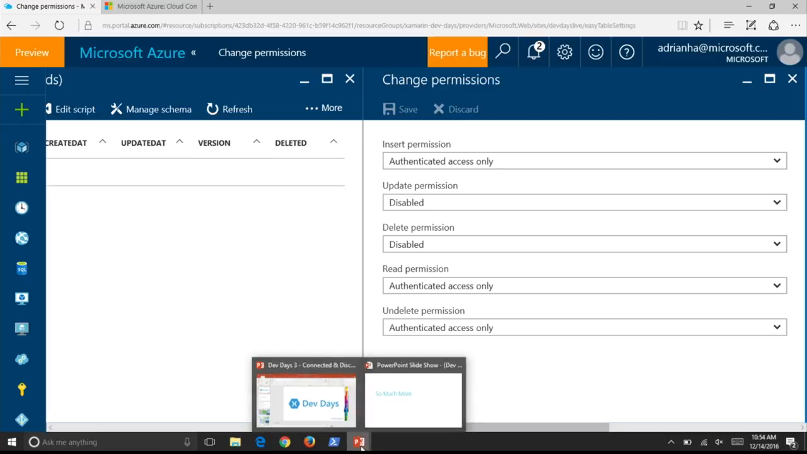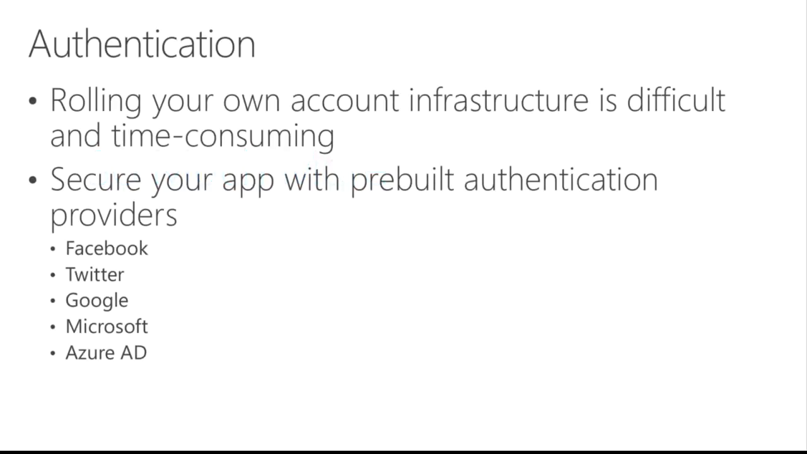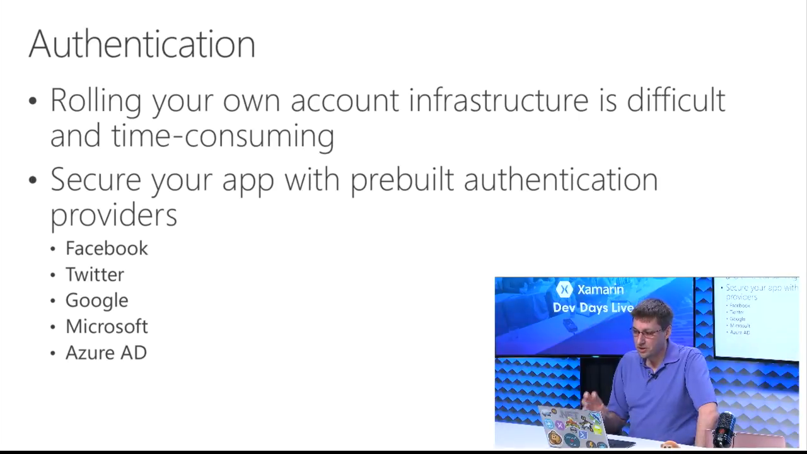So that's how you do authentication. We actually support Facebook, Twitter, Google, and the Microsoft account, as well as Azure AD. You can also roll your own. Rolling your own infrastructure is kind of difficult. It does take a lot more knowledge than you would expect when you're starting out and going like, well, I'll just add a custom authenticator to my project. So we've provided five for you, the five most popular ones that we see. You can definitely add your own, though.